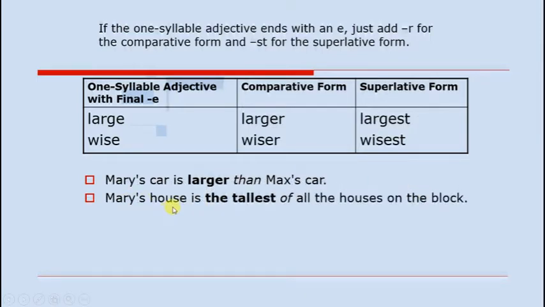So Mary's house is the tallest of all the houses on the block. So guys, we compare here between Mary's house and all the houses, so it's superlative. So we use the adjective and we add est. So Mary's house is the tallest of all the houses. Max is wiser than his brother. So it's comparative. Yes. We compare between Max and his brother. So Max is wiser than his brother. What to do? We have wise. We just add R because wise has E here. So Max is wiser than his brother.